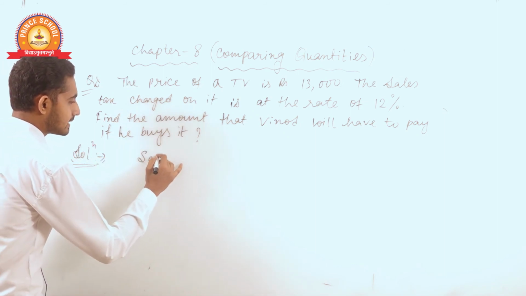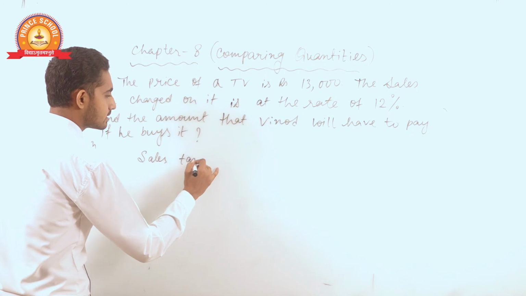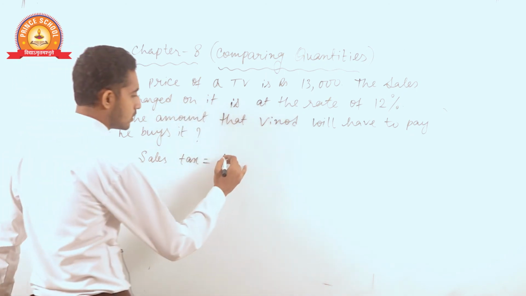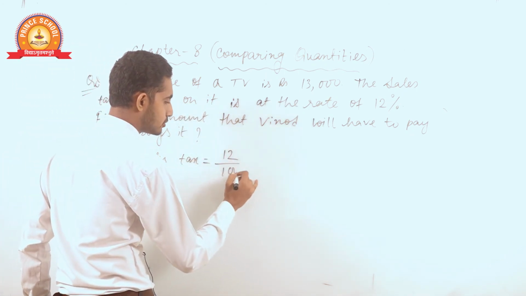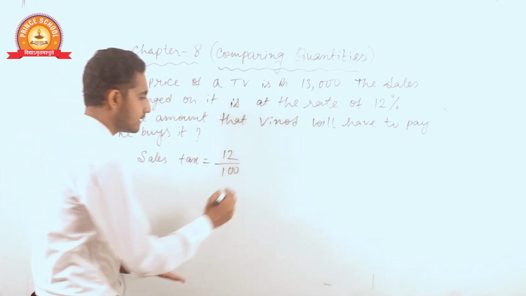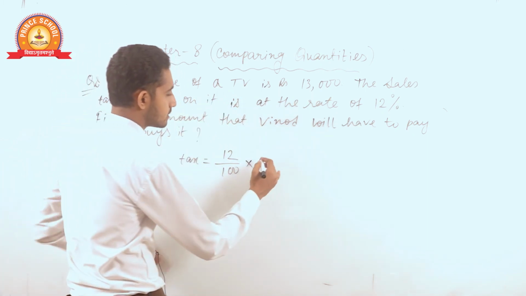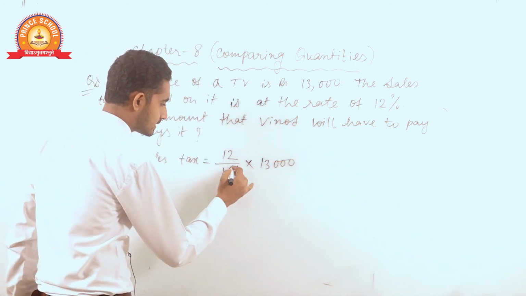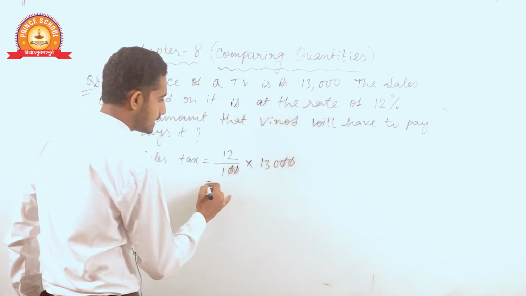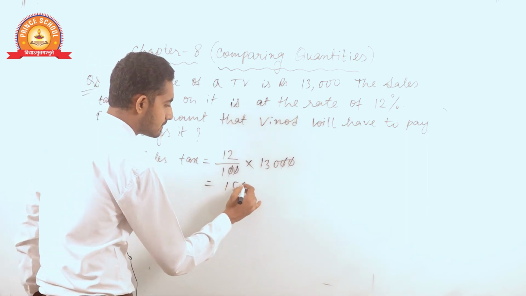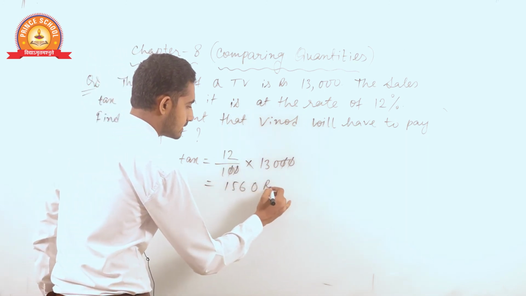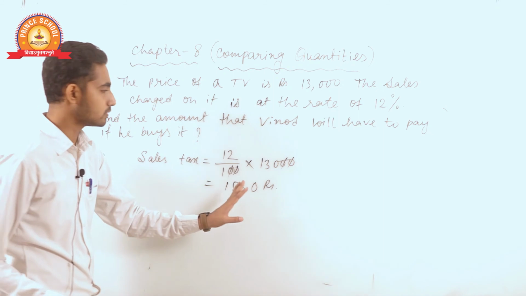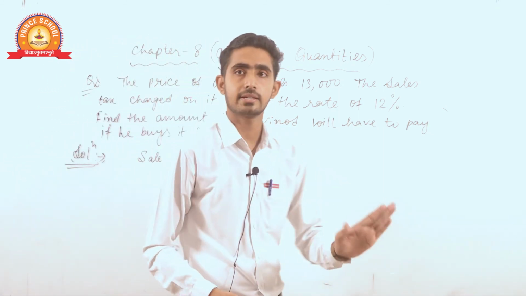So sales tax, directly write down, sales tax is equal to 12%. 12% means 12 upon 100 multiplied by 13,000. Okay, and what is the answer of this? That is 13 multiplied by 12, 156, and 0 rupees. That means sales tax is equal to 1,560 rupees.